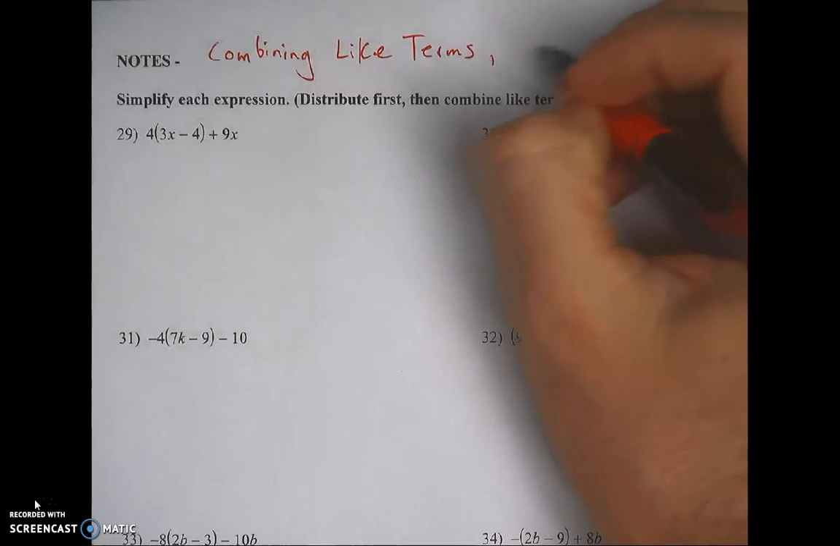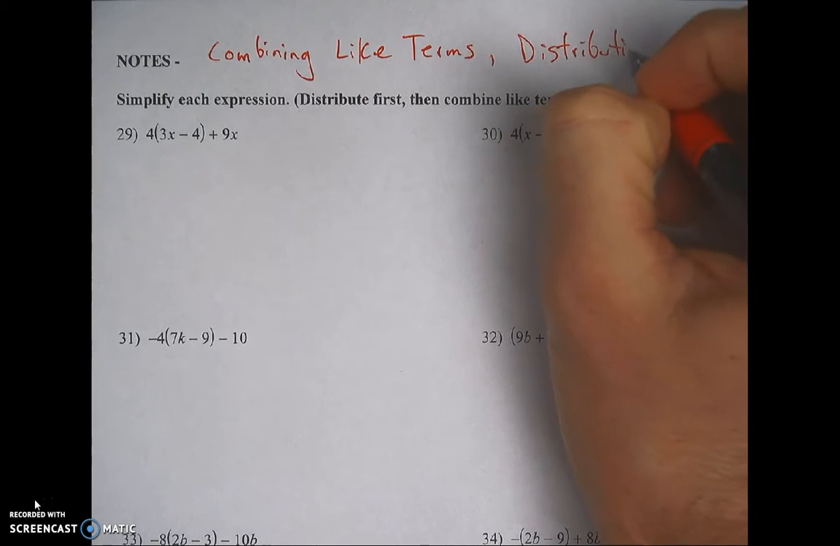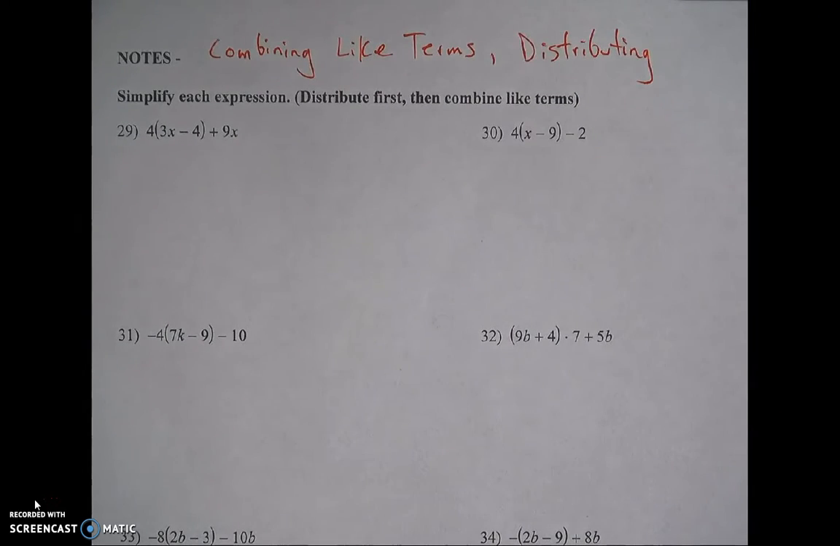We also talked about using the distributive property, or distributing, to simplify problems that have parentheses. So if there's a number that's being multiplied times a quantity, you can take that number and multiply it by all the terms that are inside of the parentheses. So today we're just going to combine both of those kind of in one.